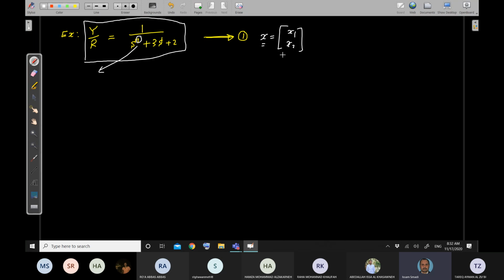Now, last time I told you that if I need to use the direct method, I would say that x dot will equal [0, 1], then here are the coefficients of the characteristic equation with inverted sign, so this will be -2, this will be -3, multiplied by x1, x2. Then I have only a single input, [0; 1], multiplied by the input r of t. And y will equal the coefficient of s to the power 0, so it will be x1.